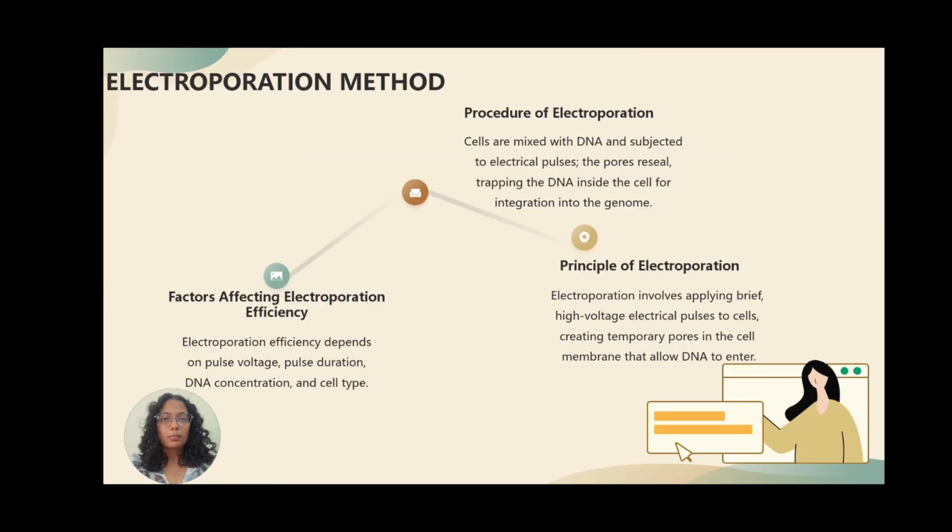The second method is electroporation. Here the host cell is exposed to electrical impulses which facilitate the incorporation of the gene of interest. What exactly is happening here? For example, it is mainly used for plant cells. So the plant cell is first made devoid of the cell wall, that is, the protoplast is extracted.